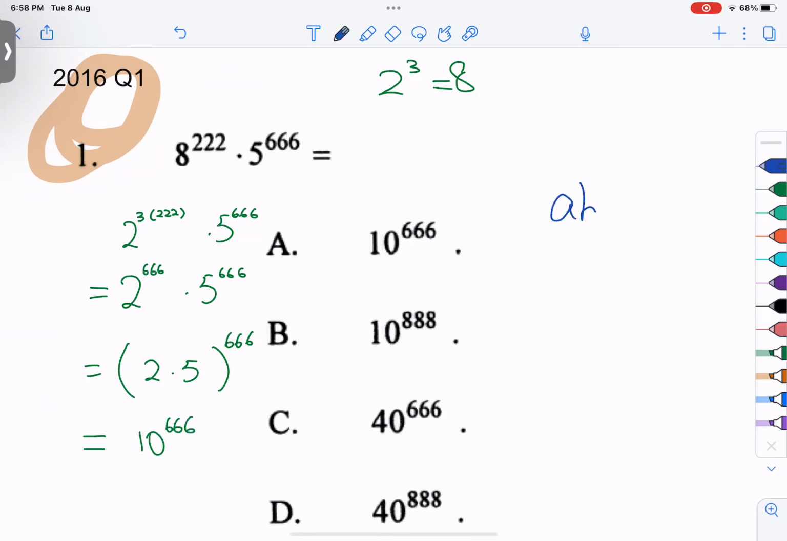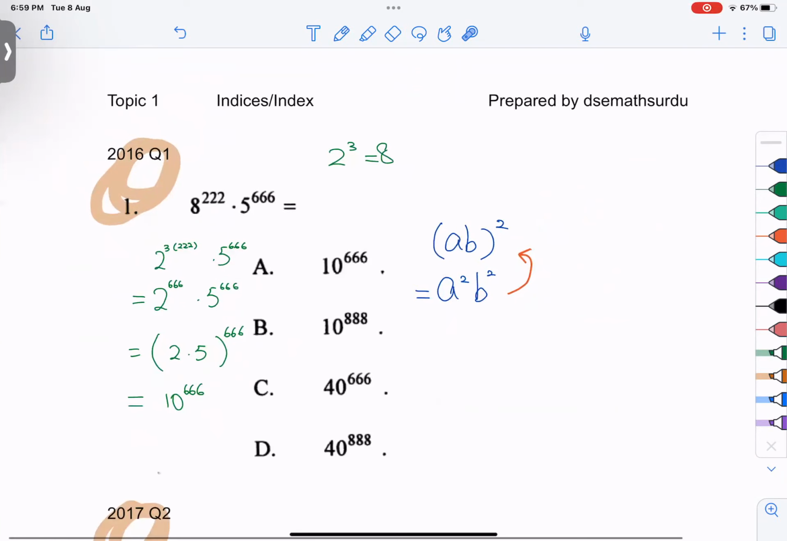How about for this one? AB squared. What do you get? A square, B square. Yes. So it could also go back to this. They're both equal to each other. If the powers are same, you can take out. Or if there's a power outside, you can give it to both of them. Like this one power, you can give it to both of them. Or you could take it out from them. Easy?